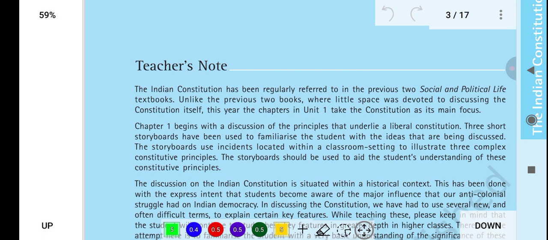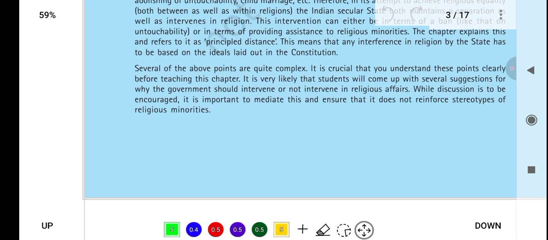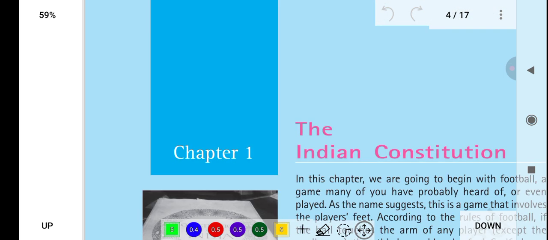So what is given in this page? This book explores the Indian Constitution, its principles and historical context. It discusses the liberal constitution, the anti-colonial struggle and secularism, which promotes freedom and equality while maintaining separation. The chapter highlights the unique nature of Indian secularism, which protects religious freedom but also allows for religious reform. Understanding these complex points is crucial for teaching students. Okay, so as it's a teacher's note, it has been written from that perspective. So let's just directly move on to the chapter.